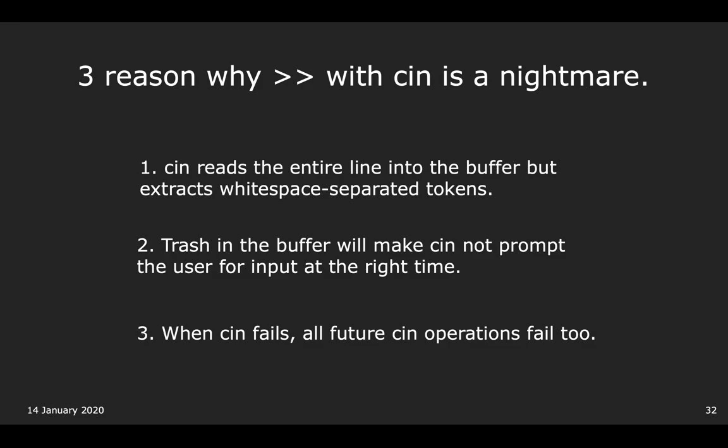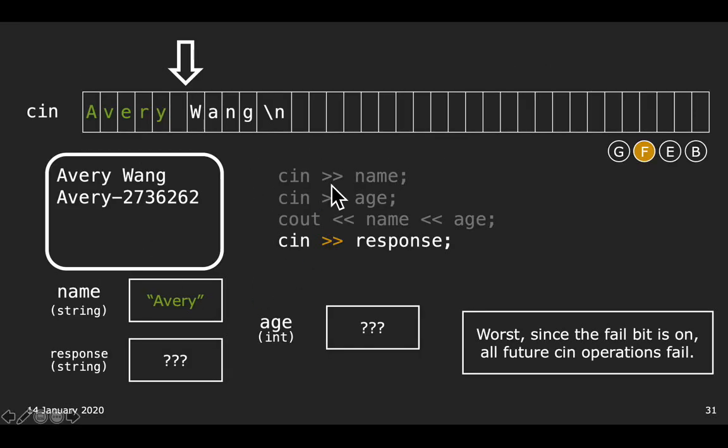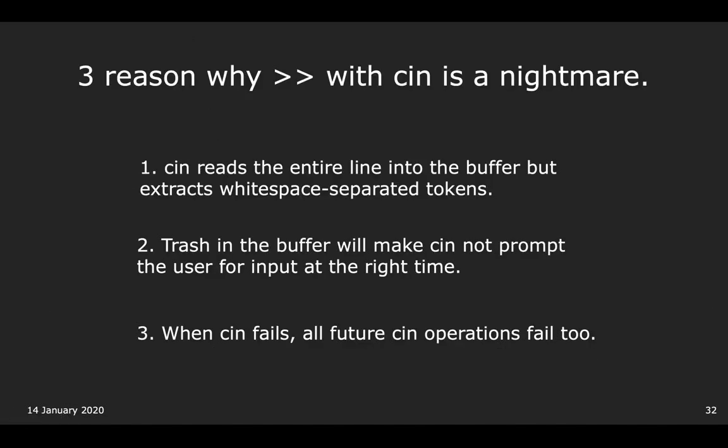Second, if you type in more than one token, and if you don't actively think about what's left in the buffer, that trash in the buffer will make cin not prompt the user at the right time. Here, we wanted to have cin prompt the user again, but because there's still stuff left in the buffer, cin is never prompted again. And then lastly, when cin fails, it just kind of gives up, and then anytime you use cin, that fails as well. Okay? So if you've ever tried to use cin in your own programs, you'll pretty much find that if you try testing erroneous input, basically cin just kind of freezes for the rest of the program.